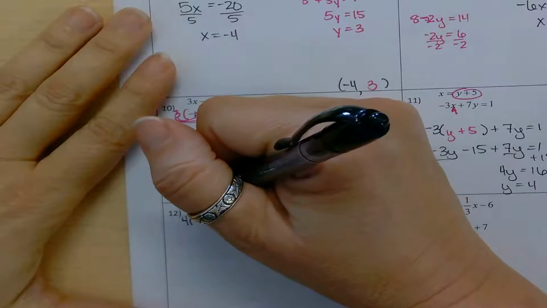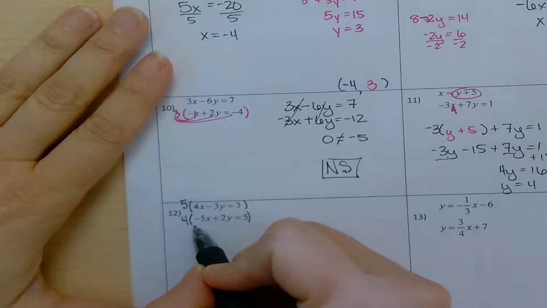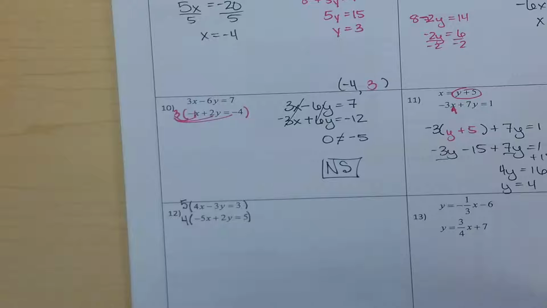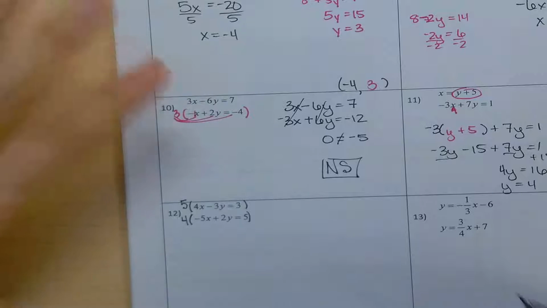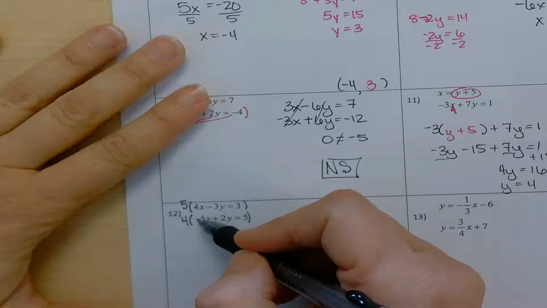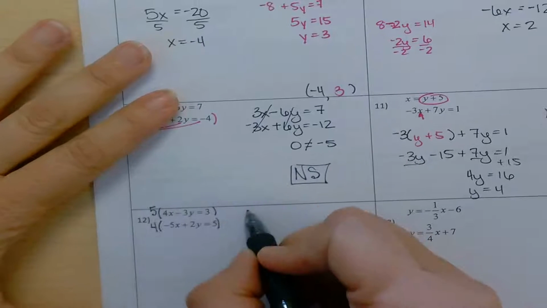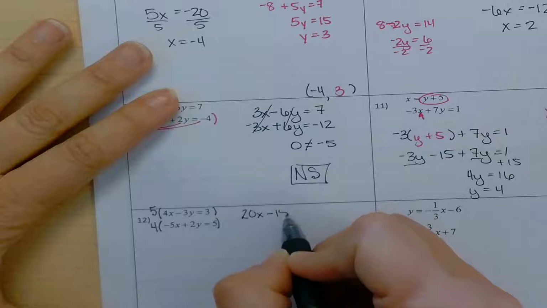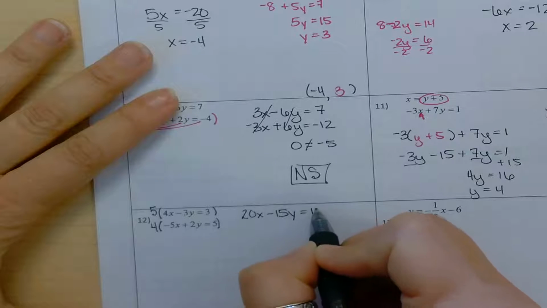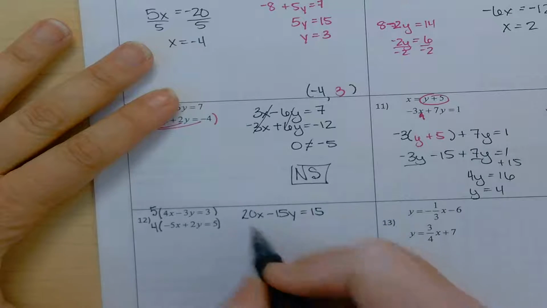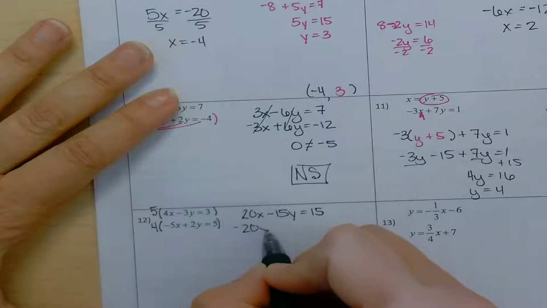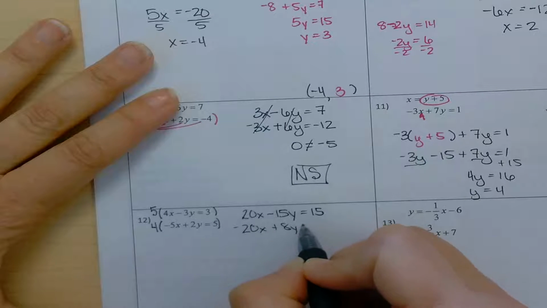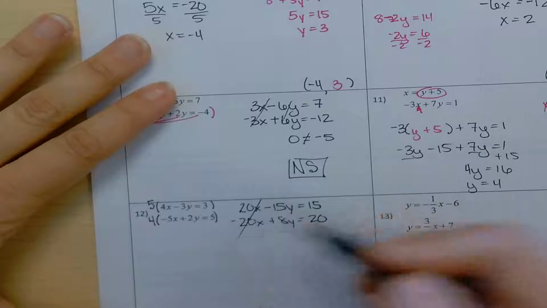When I multiply here, I get positive 20x, and when I multiply there, I get negative 20x. So I'm not always using the sign with the number, because I'm trying to create opposites. So when I multiply by 5 all the way across the equation, I get that for the first equation, and all the way across in the second equation, I get this. Those are opposites.